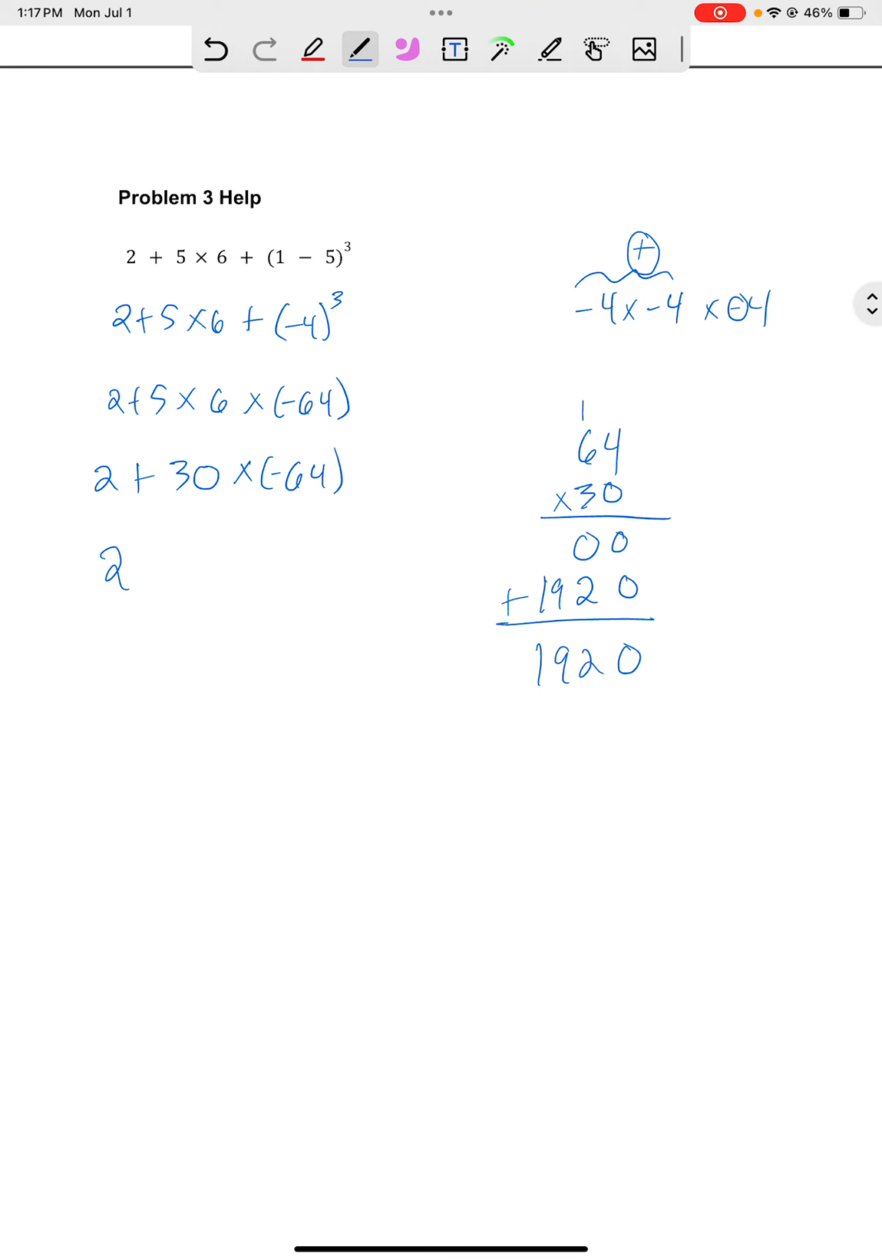But since 64 is actually negative 64, it's negative 1,920. So I have 2 minus, because of the negative sign, 1,920. And then I do that subtraction. And so I have negative 1,918 because I have to go back towards the right on the number line towards 0 from negative 1,920 by 2. And so that is the solution to this problem.